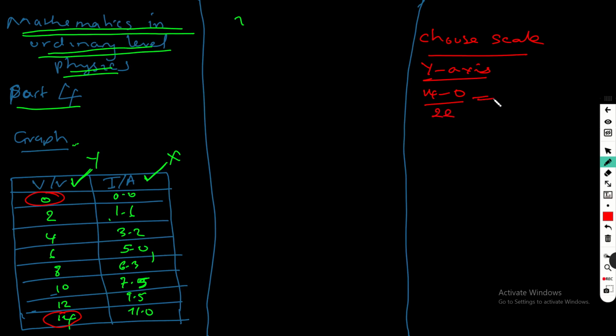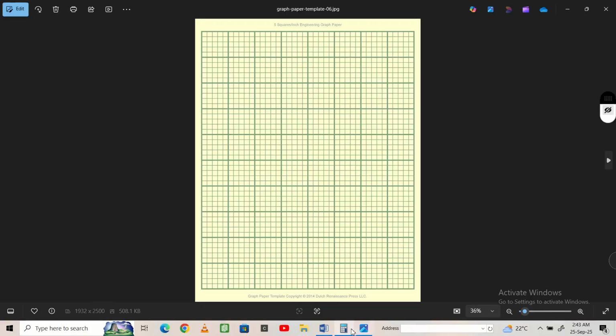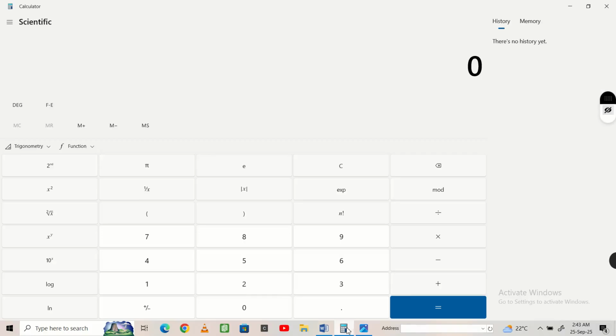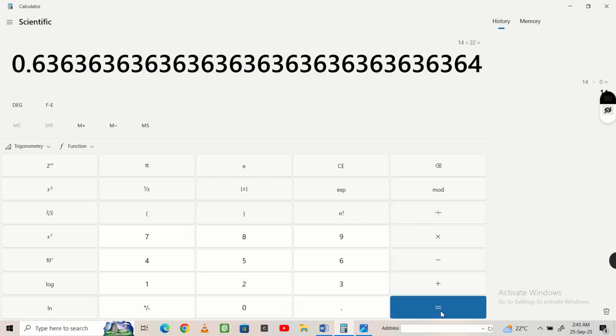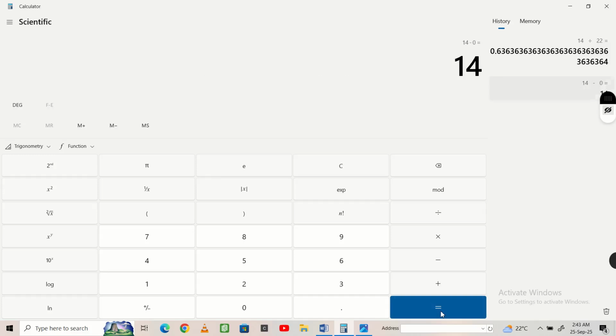What will your value be? You just need to go to your calculator. You punch in 14 minus 0, then divided by 22. I have your response, 0.63.